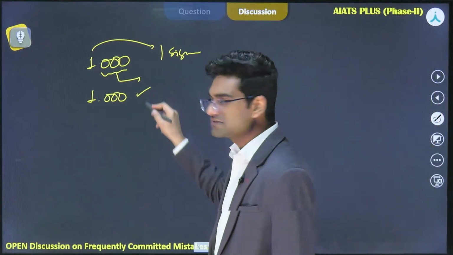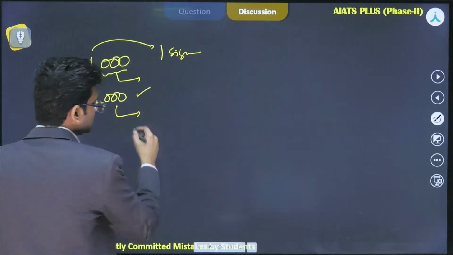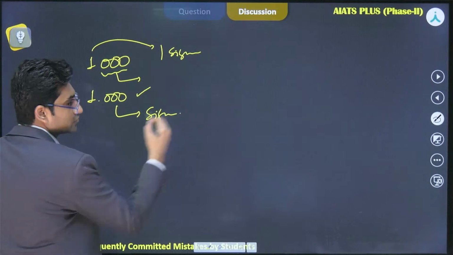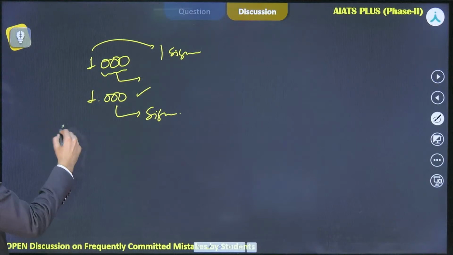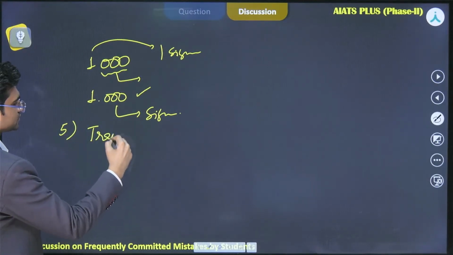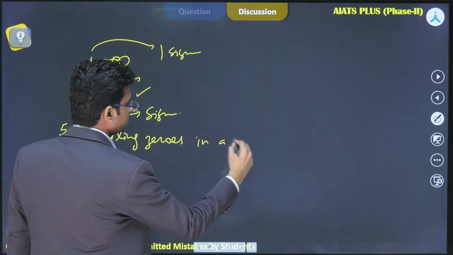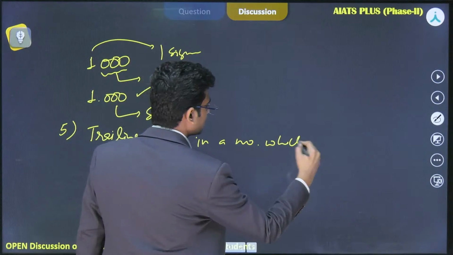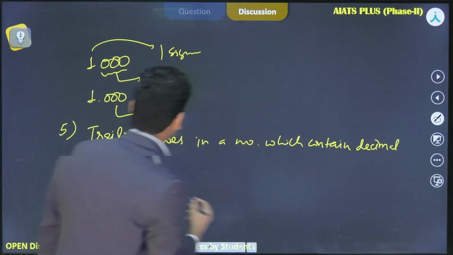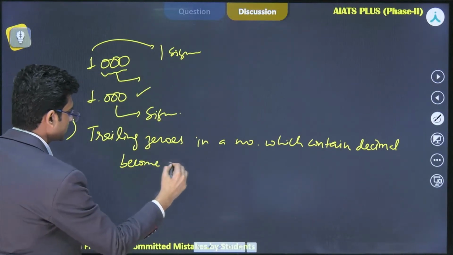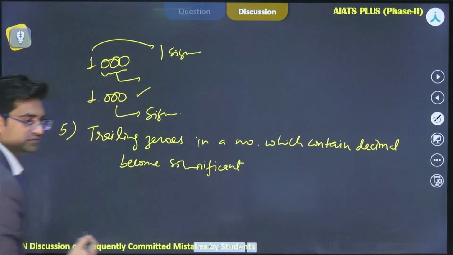So if there are trailing zeros and the number contains a decimal, these zeros will become significant. Okay, so the other rule, what was the number of that rule? This is the fourth one, this is the fifth one. Trailing zeros in a number which contains a decimal become significant. Okay, this is the last rule with regards to 0.